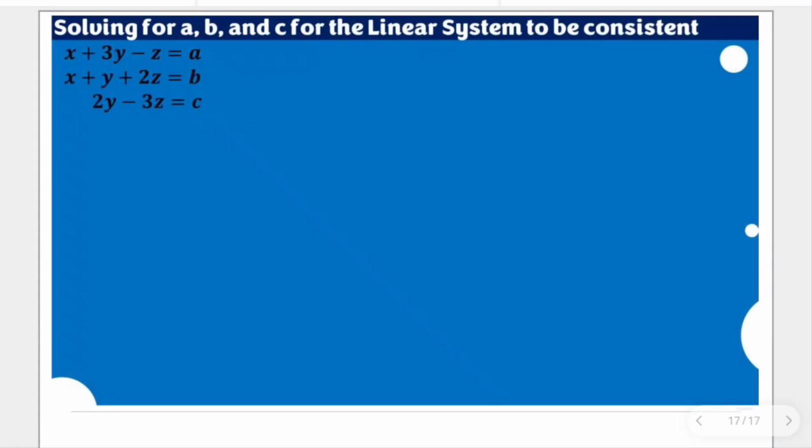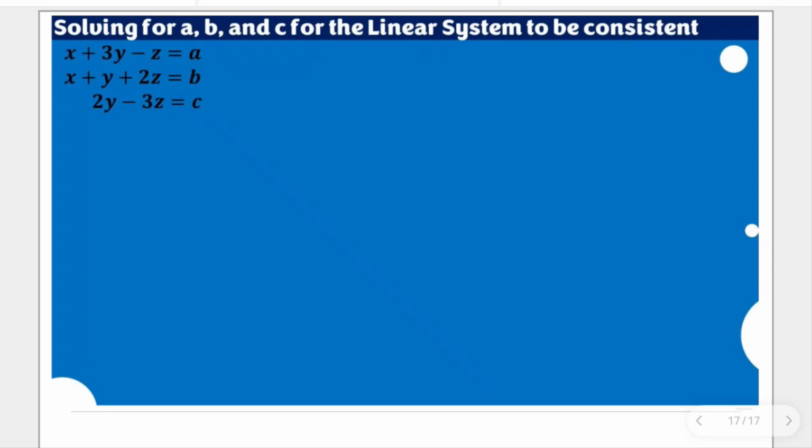For this problem, we are to solve for the value of A, B, and C for the entire linear system to be consistent. Don't forget that when you say consistent, there is a solution. And it could be one solution or infinitely many solutions. For when we say inconsistent, there is no solution for that. So we are going to represent our results later on in terms of A, B, and C, and let's find out what is the relationship of this mentioned representation of the coefficients as to making the linear system to be consistent.